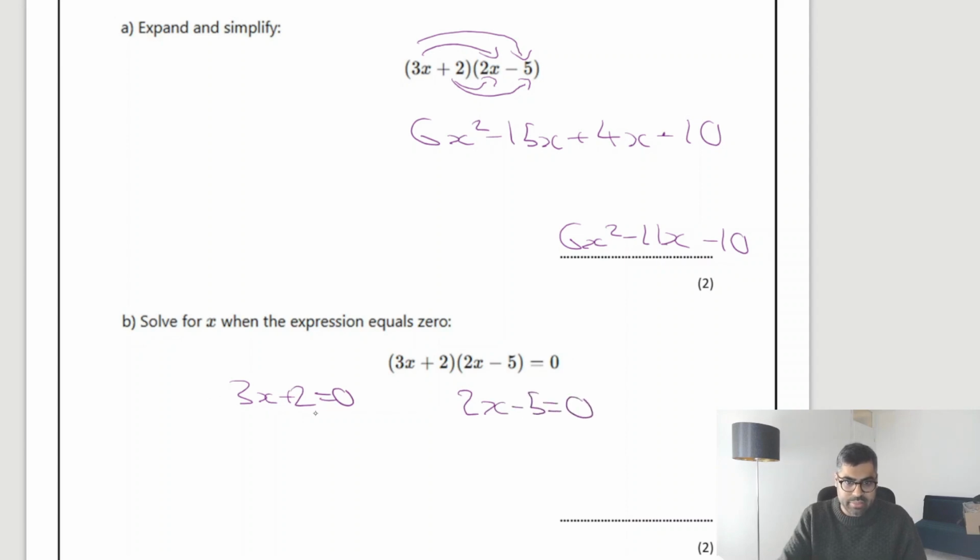So let's solve both of these, starting with the one on the left. So minus 2 to both sides. 3x equals minus 2. Then we're going to divide by 3. X equals minus 2 over 3. You can leave it as a fraction or as a decimal. Then the one on the right, add 5 to both sides, gives us 2x equals 5. Then divide by 2, gives us x equals 5 over 2. So our 2 solutions are x equals minus 2 over 3 and also x equals 5 over 2.